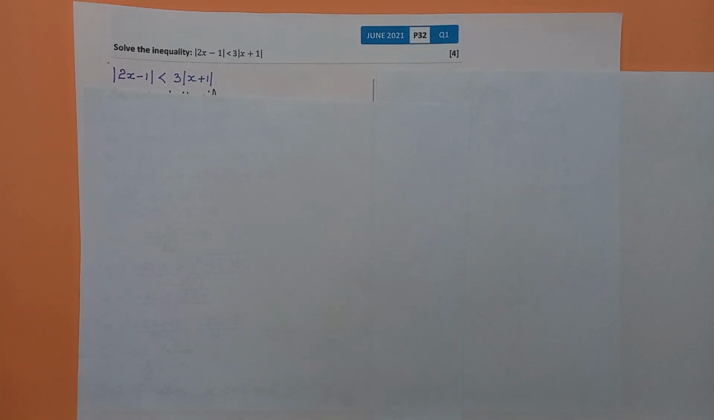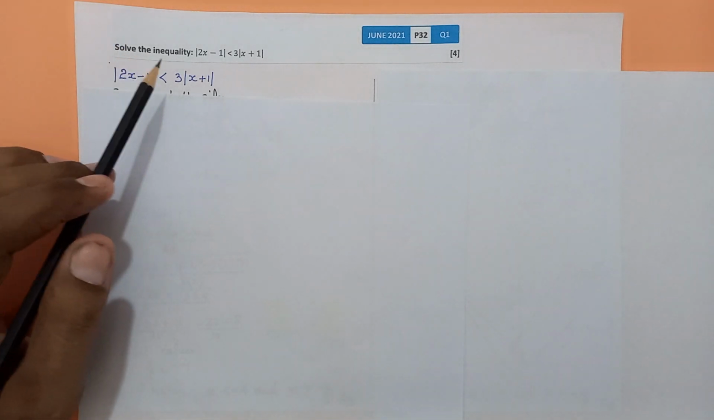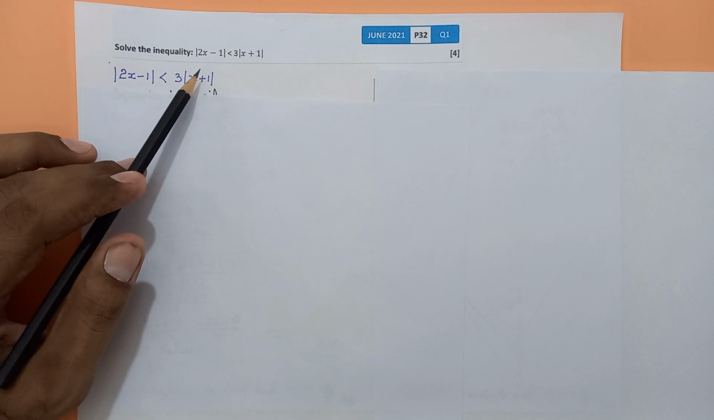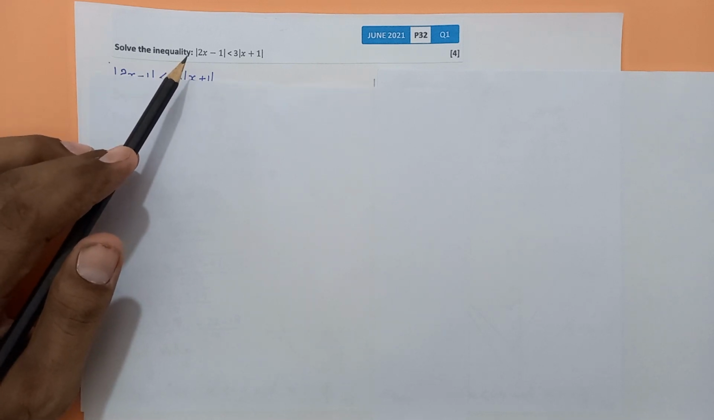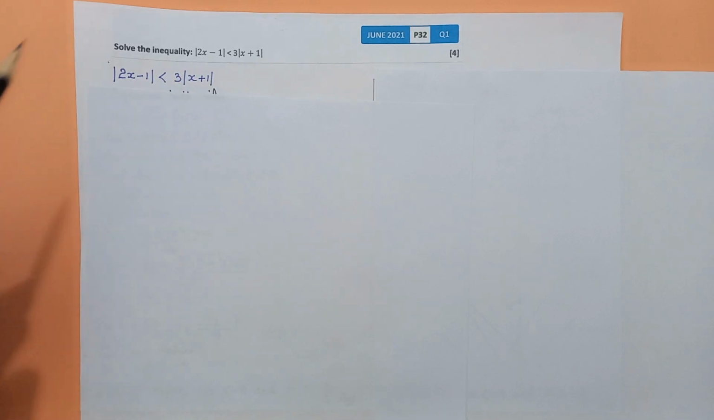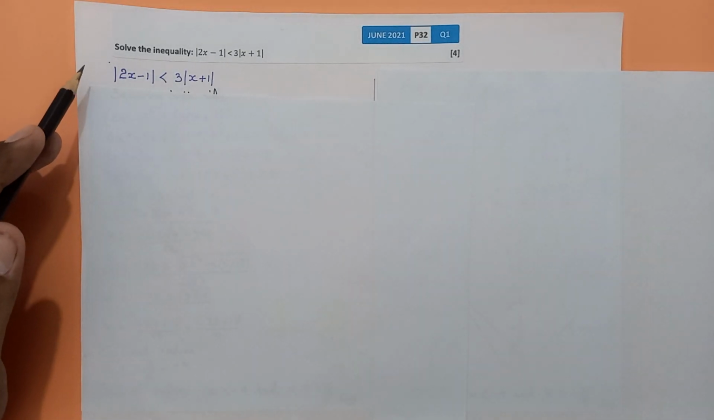Hello everyone. We have a question of inequality, a modulus inequality, and we have to find the solution. We have two different methods to find the solution of this particular modulus inequality. The first method is an algebraic method and the second is a graphical method.